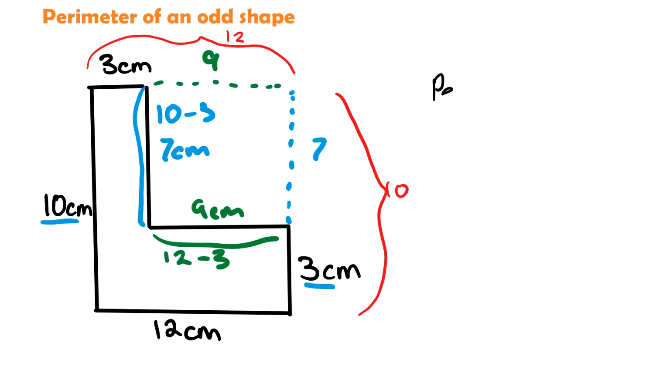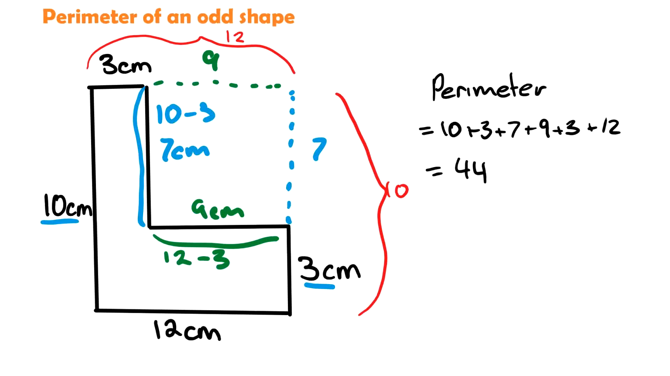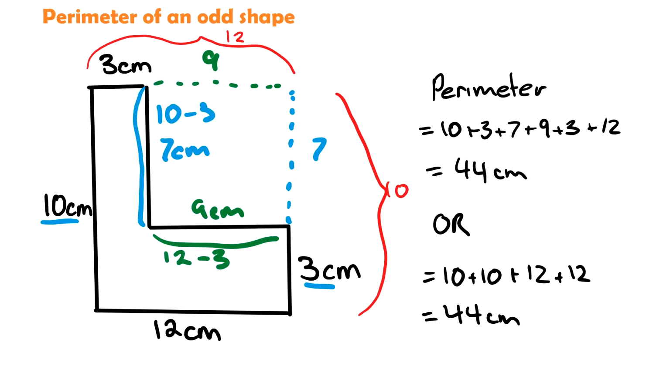So the perimeter will equal 10 plus 3 plus 7 plus 9 plus 3 plus 12, which is 44 centimeters. Now let's say I did it my other way, what I could have done is 10 plus 10 plus 12 plus 12, and that also comes out as 44. So both ways work if you want to find your unknown sides, or you could use the length of your long sides if a shape looks like this.